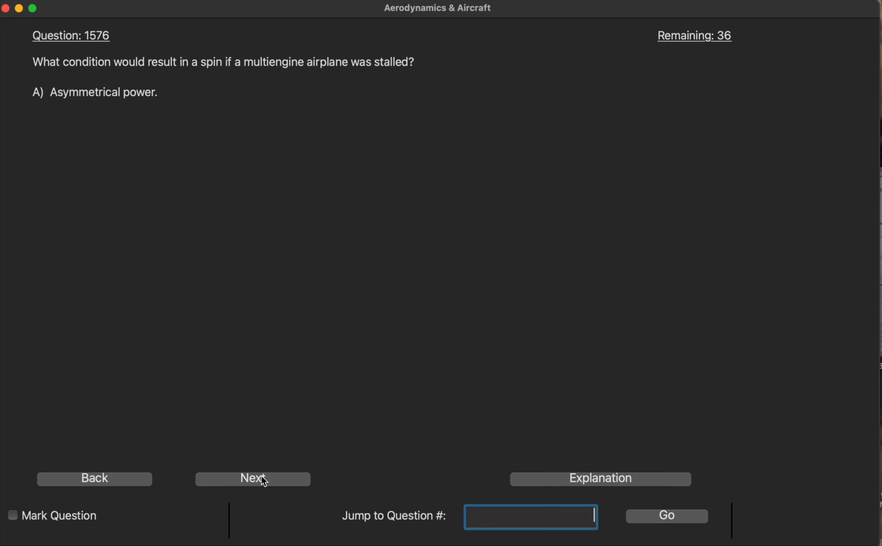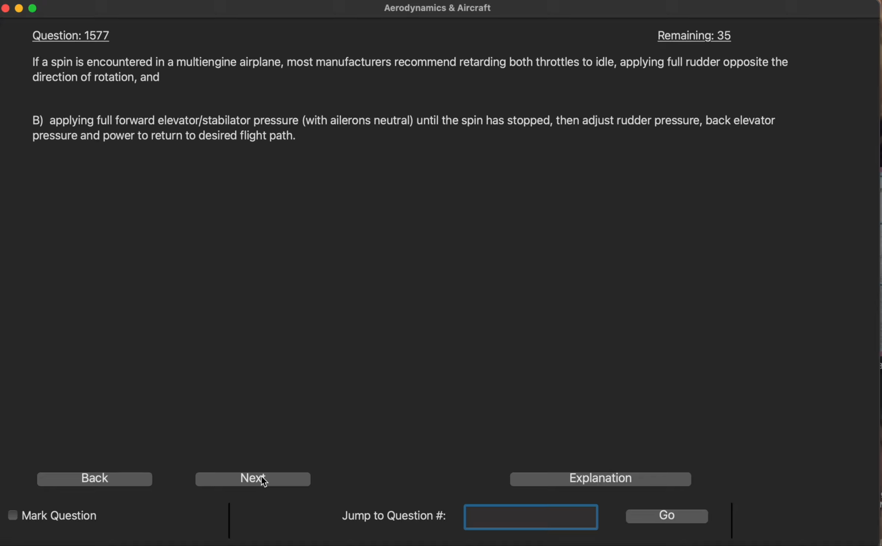What conditions would result in a spin if a multi-engine airplane was stalled? Asymmetrical power. If a spin is encountered in a multi-engine airplane, most manufacturers recommend retarding both throttles to idle, applying full rudder opposite the direction of rotation, and applying full forward elevator/stabilizer pressure, with the ailerons neutral until the spin has stopped. Then adjust your rudder pressure, back elevator pressure, and power to return to the desired flight path.